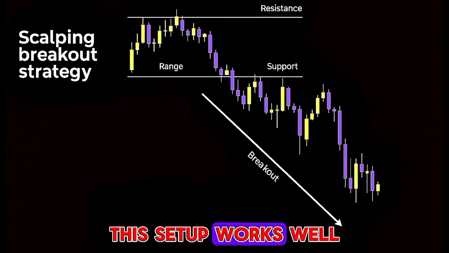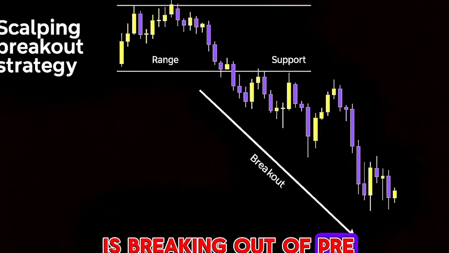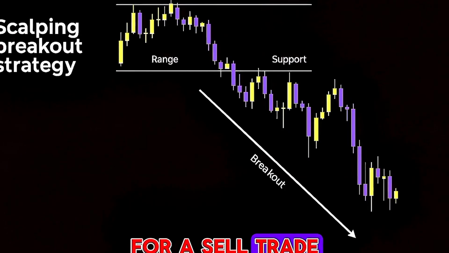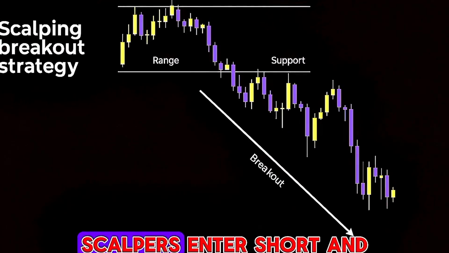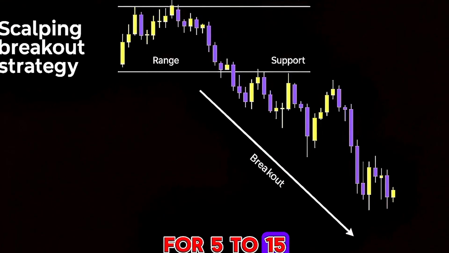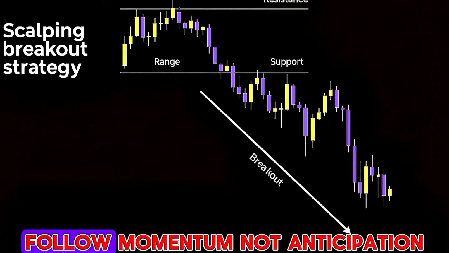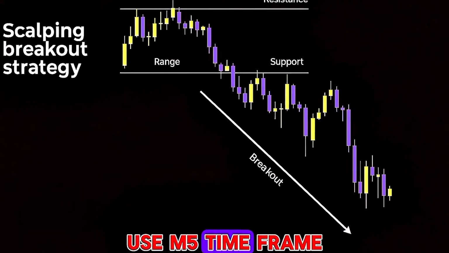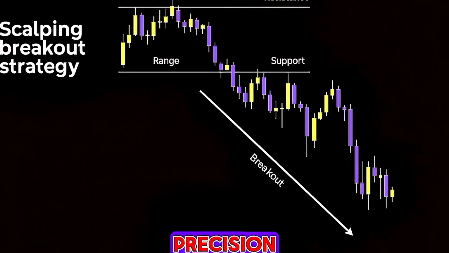This setup works well on trending days, especially when the market is breaking out of pre-London or pre-New York session ranges. For a sell trade, once support breaks and price closes below, scalpers enter short and ride the downward momentum for 5 to 15 pips. Always avoid fading the breakout. Follow momentum, not anticipation. Use M5 time frame for clarity and M1 for entry precision.